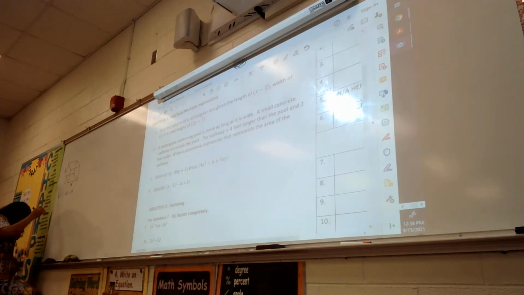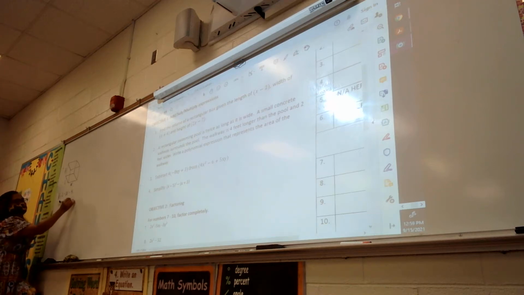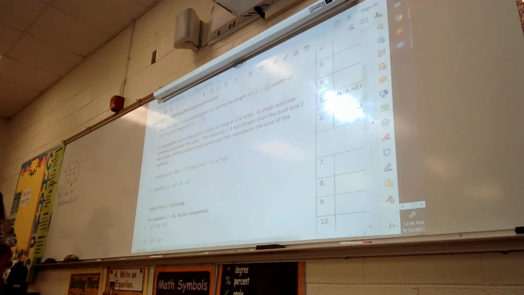So says length here, the length should be what? X minus 2, followed by the W, or width, which is x plus 4. And then height is 2x minus 7. Okay, follow. I'm taking my time for you to finish before I proceed. Next.